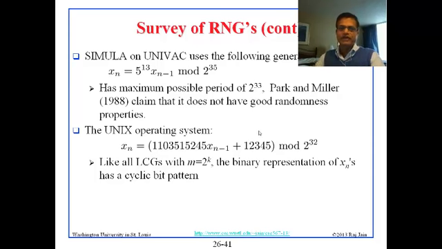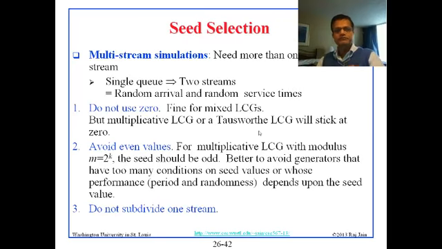So 2^35 or 2^32, any of these 2^k mod generators have the problem that you really don't want to take the bits from the least significant end. You want to take them from the most significant end.